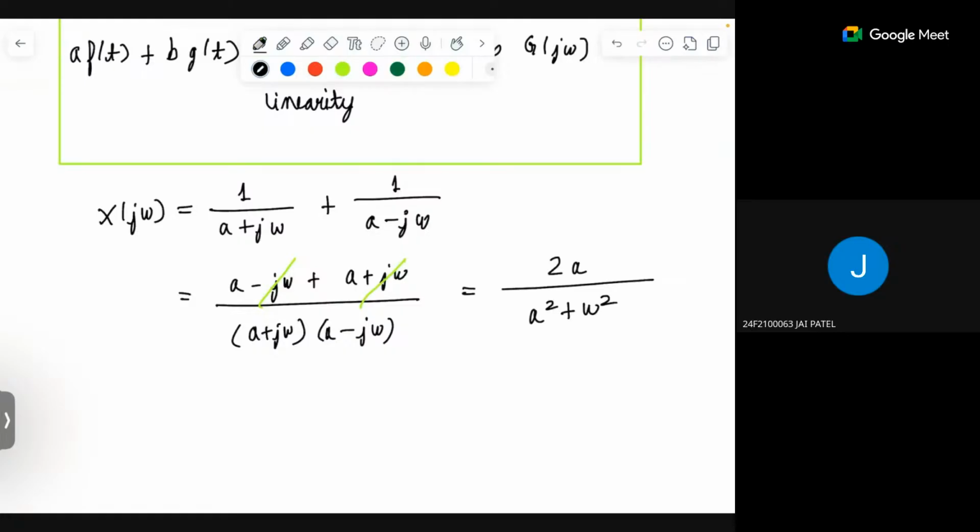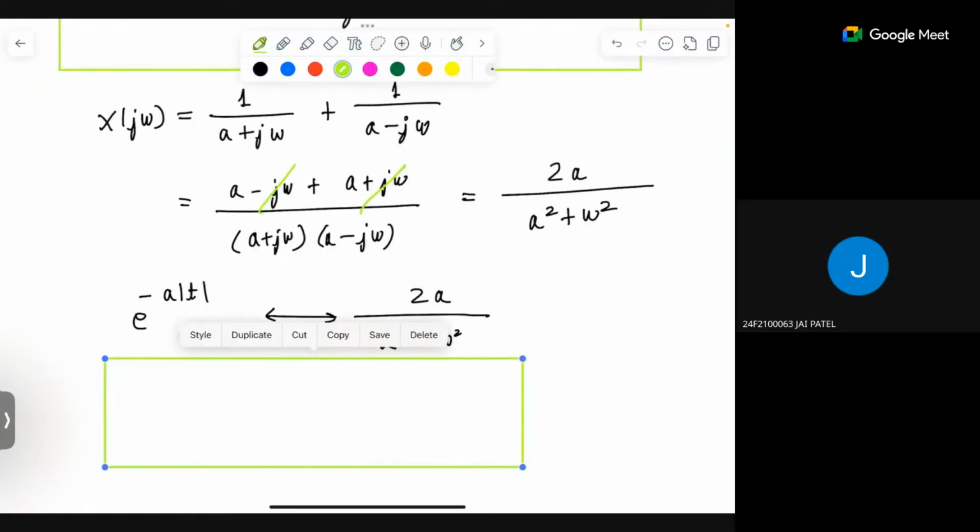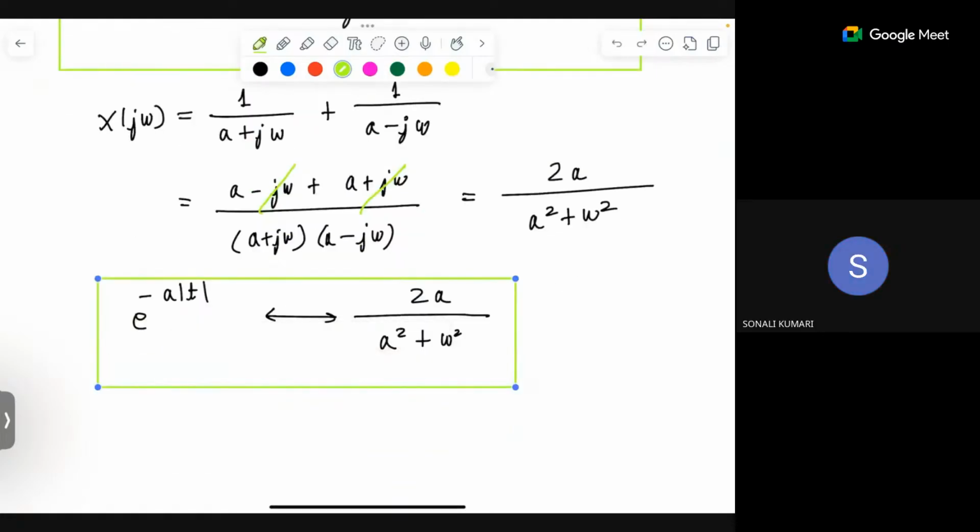This is clear? So we have the Fourier transform of e raised to the power of minus a mod t as 2a upon a square plus omega square. Is this clear? Yes, ma'am.